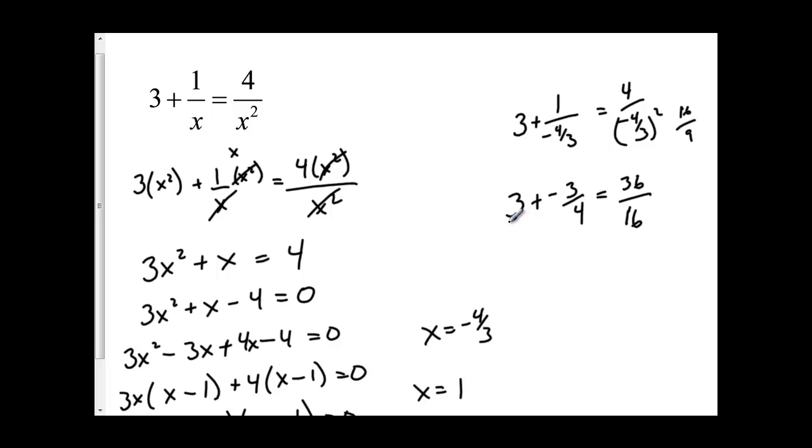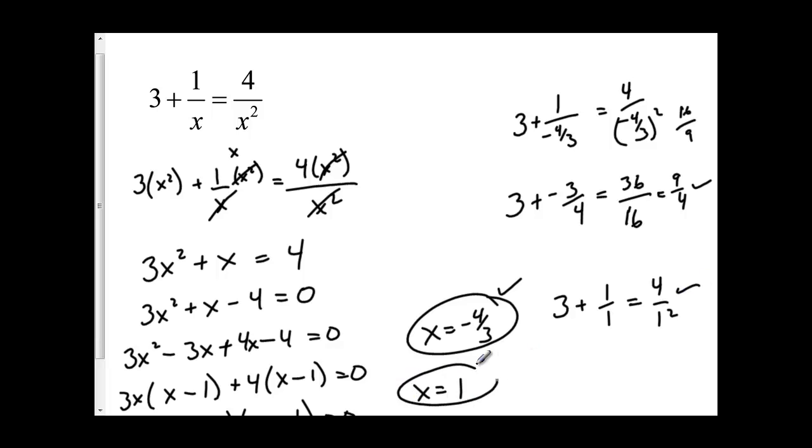So now I just need to check it. 3 plus negative 3/4 equals 36 over 16. And we know that 36 over 16 we can reduce to 9/4. So when I check this, 3 minus 3 over 4 does equal 9/4. So negative 4/3 is a solution. I've got 3 plus 1 over 1 equals 4 over 1 squared, which gives us 3 plus 1 equals 4. So 1 is also a solution. So in that equation, I have two solutions. I've got negative 4 over 3, and I've got positive 1.